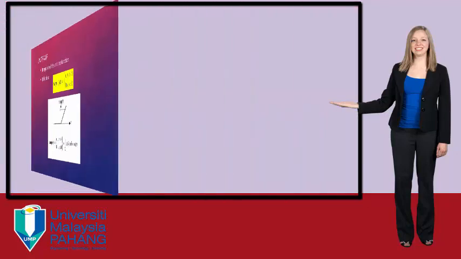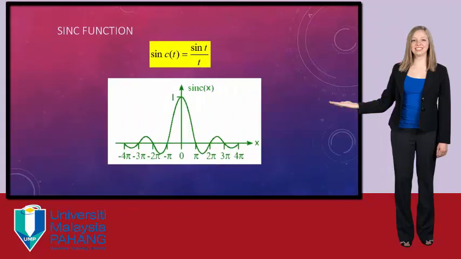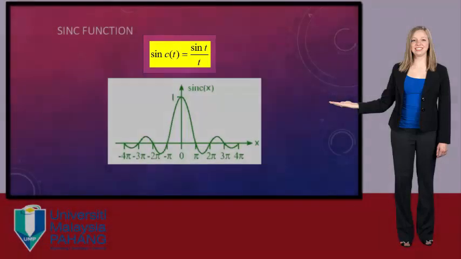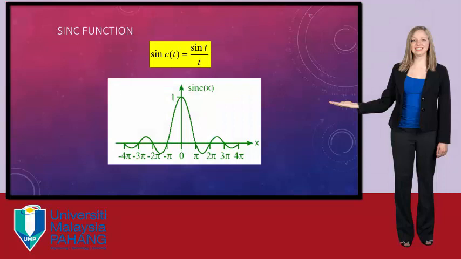Next, sinc function. Sinc function is the mathematical form of the sine of a quantity t divided by the quantity itself, where sinc(t) equals sin t over t, where t is the quantity. This function occurs often enough in Fourier analysis.